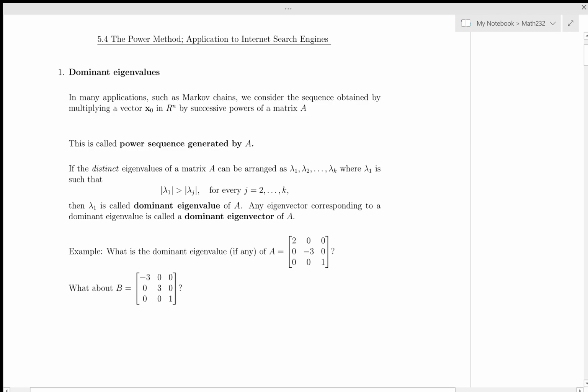So last lecture, 5.1, we saw an application of linear algebra, the Markov chain. And now we're going to see another application, the power method. And this is, well, an introduction anyhow to how internet search engines work.